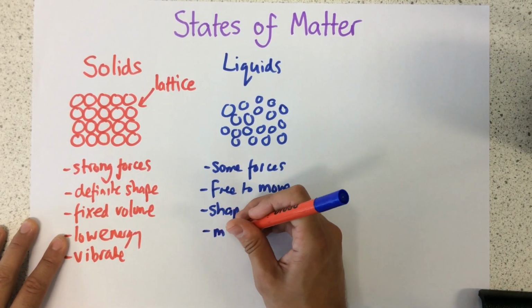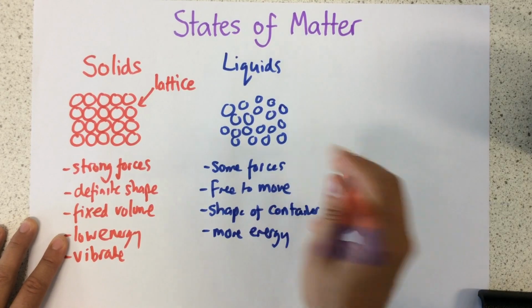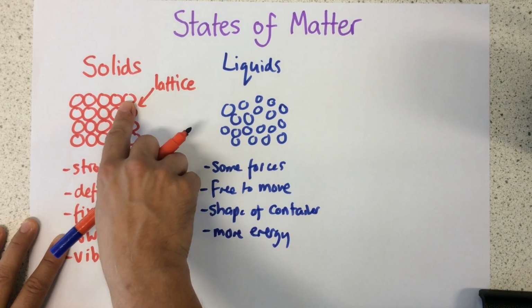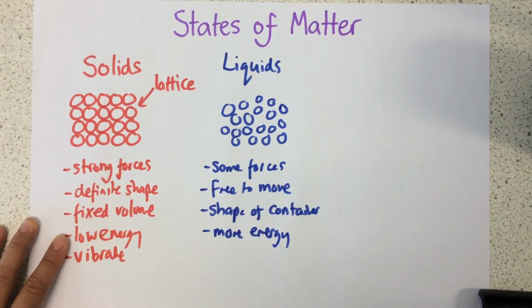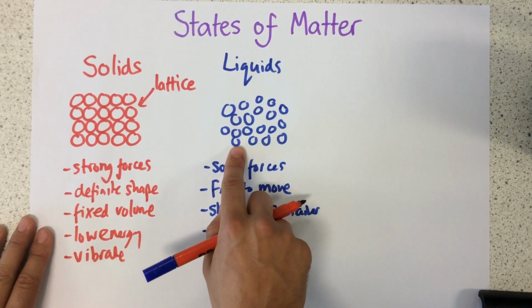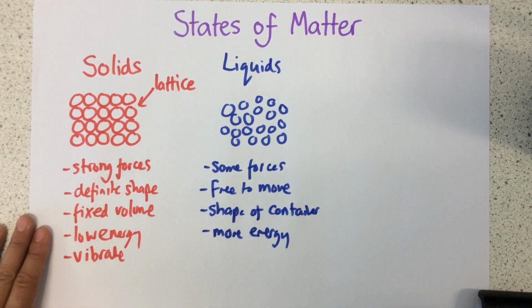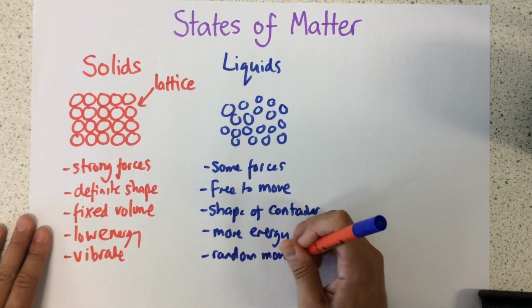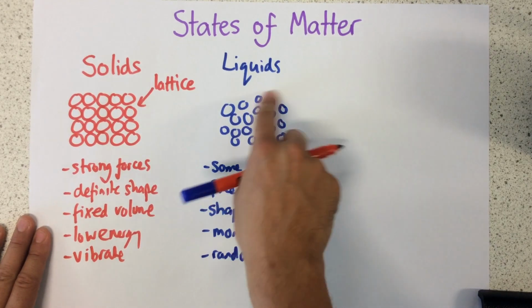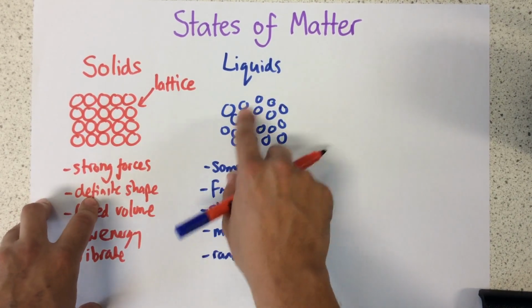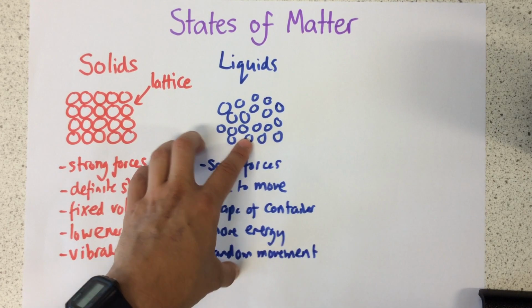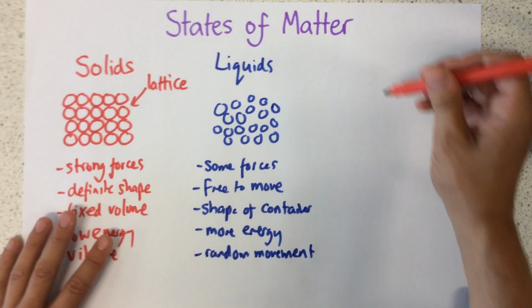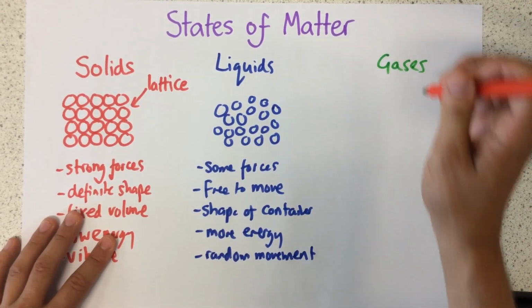Now, compared with solids, the individual particles have more energy. So for example, this particle here would have more energy than this particle here if it was the same substance. So each particle has more energy than the energy of each particle in solids. Also, they have random movement. So these particles move randomly all the way around. So they're all moving randomly and in motion, whereas these ones, remember, they're in fixed positions, they only vibrate.